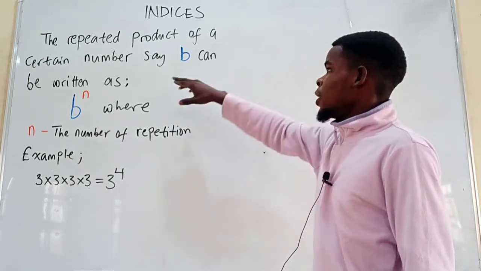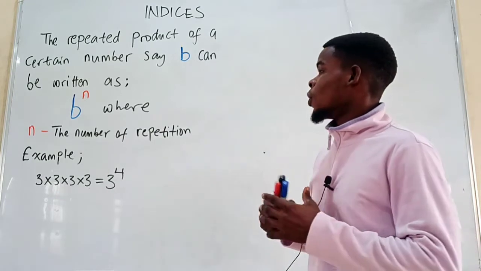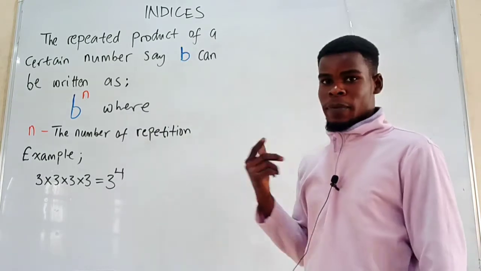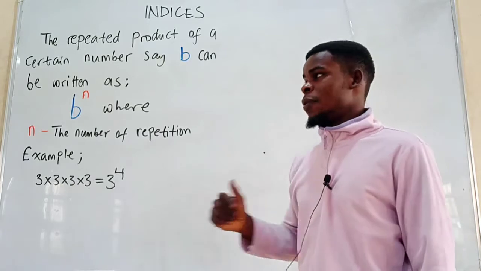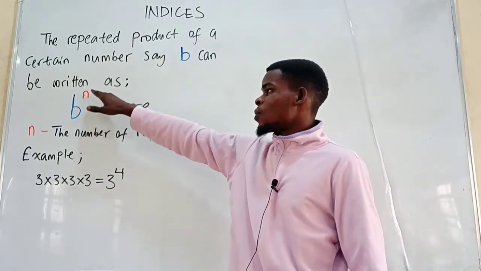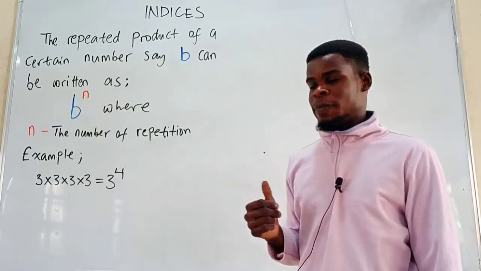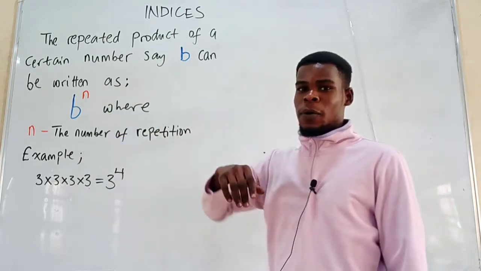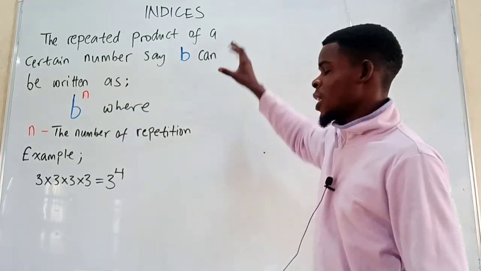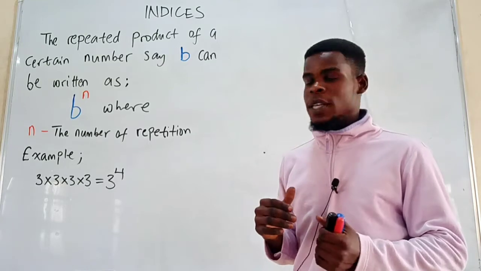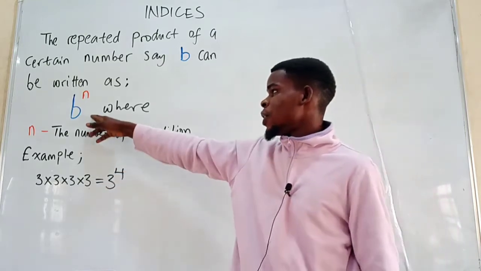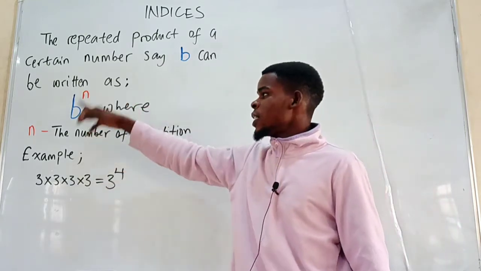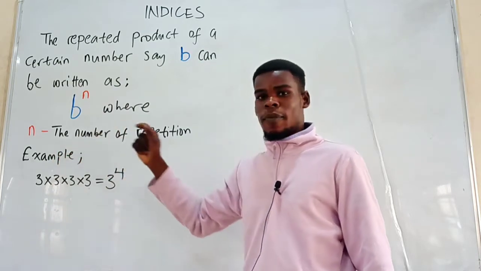The repetition, or the repeated product, of a certain number, say b, can be written as b to some power n. I just told you that n now is a power, but just understand the concept that the repeated product of a certain number b can be written as b to something. So this n here is called the number of repetition.